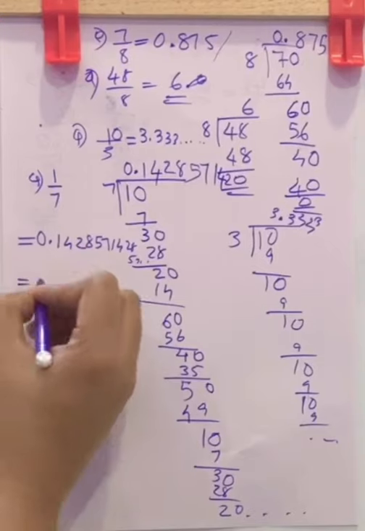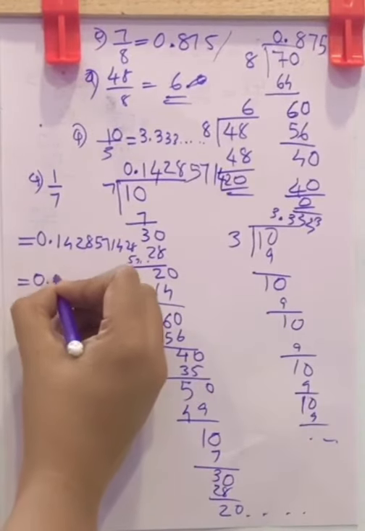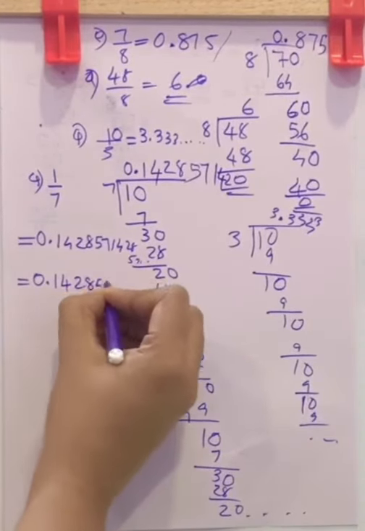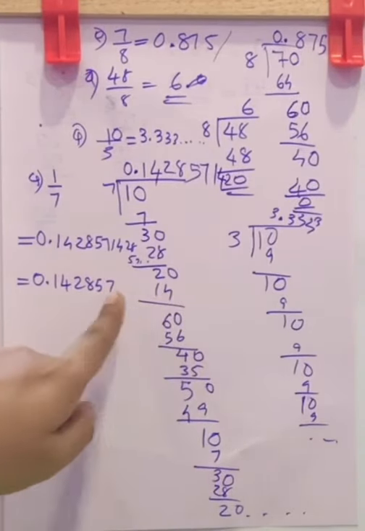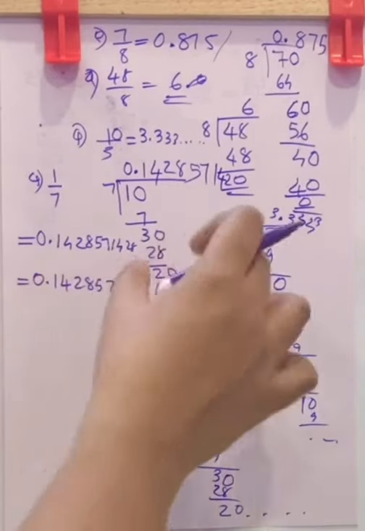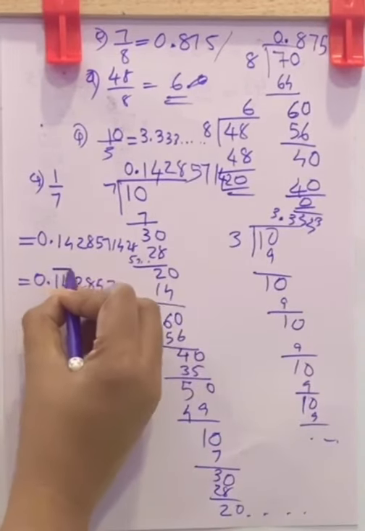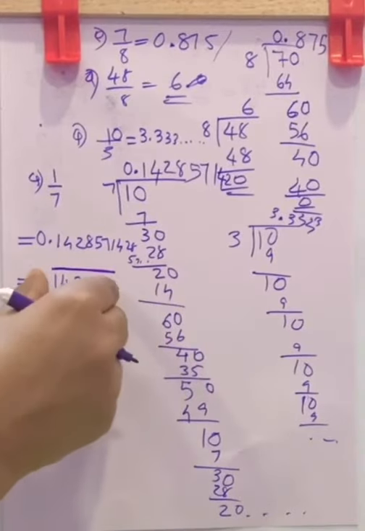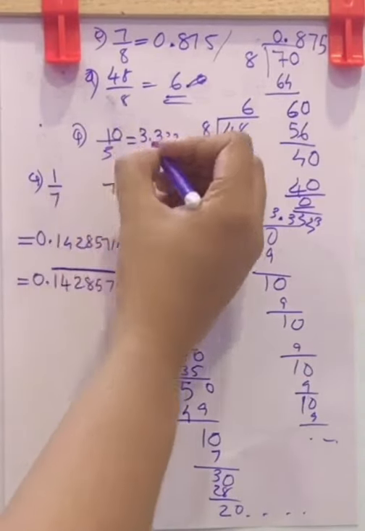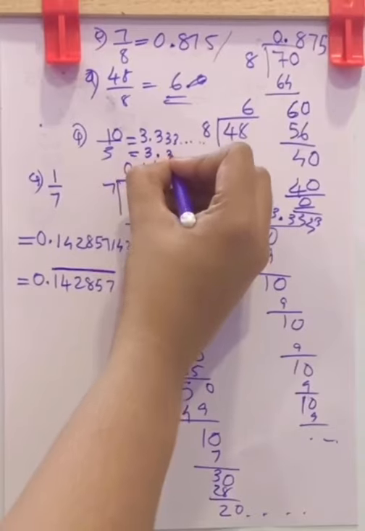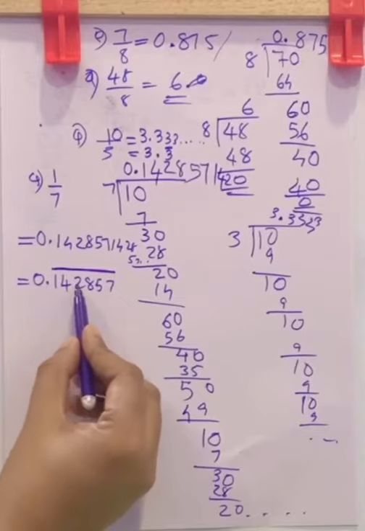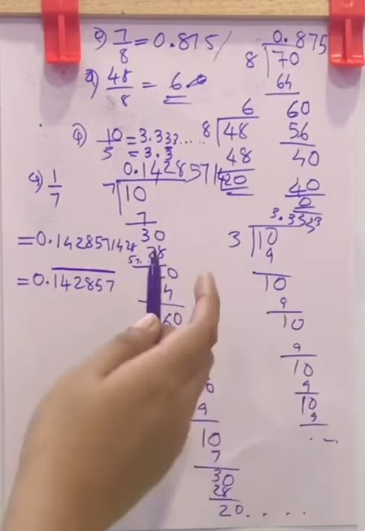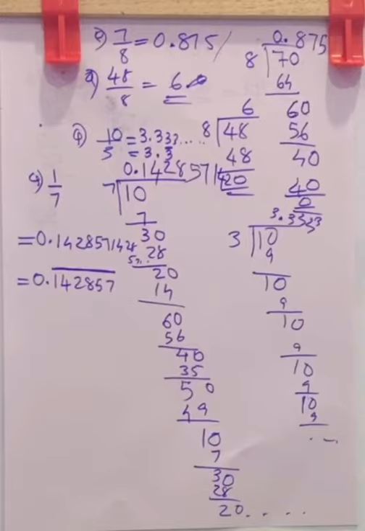So you can simply write this as 0.142857. After that, again 1 is repeating, right? The set of these numbers is repeating. So you can show this by putting a bar over the set of numbers that repeats. Here how will you write it? 3.3 bar. It means here 3 is repeating. And this means 142857 repeats after each set. So these are different types of decimal expansion.